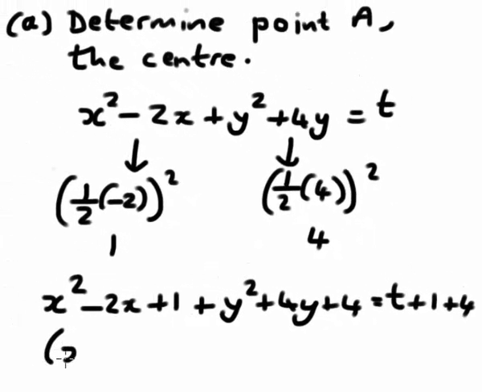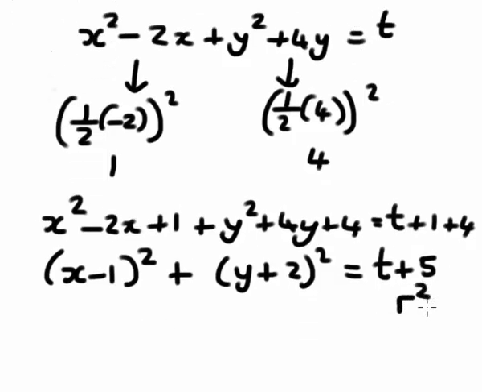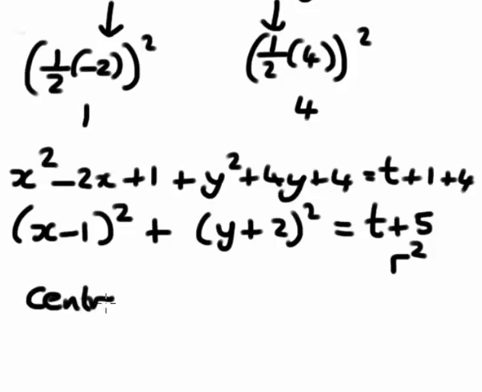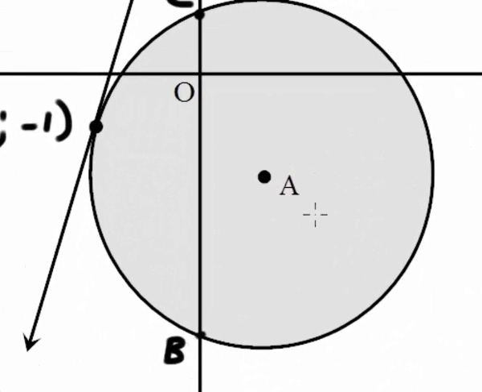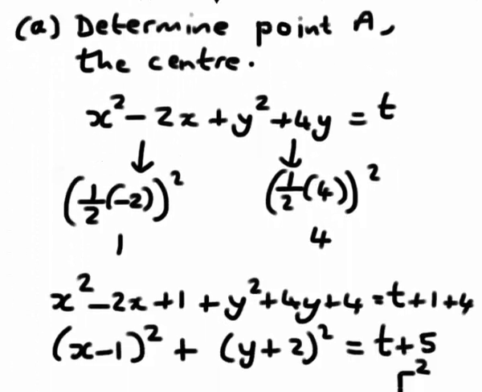This is a perfect square trinomial, so we can factorize it as usual, and this gives us t plus 5 on the right. Remember, this is r squared. What is the center A? The -1 becomes 1, and the +2 becomes -2, and that is the center of the circle. The center is x is 1, y is -2. Great, so there are the coordinates of the center. You'll notice I've done a lot of completing the square throughout these examples.